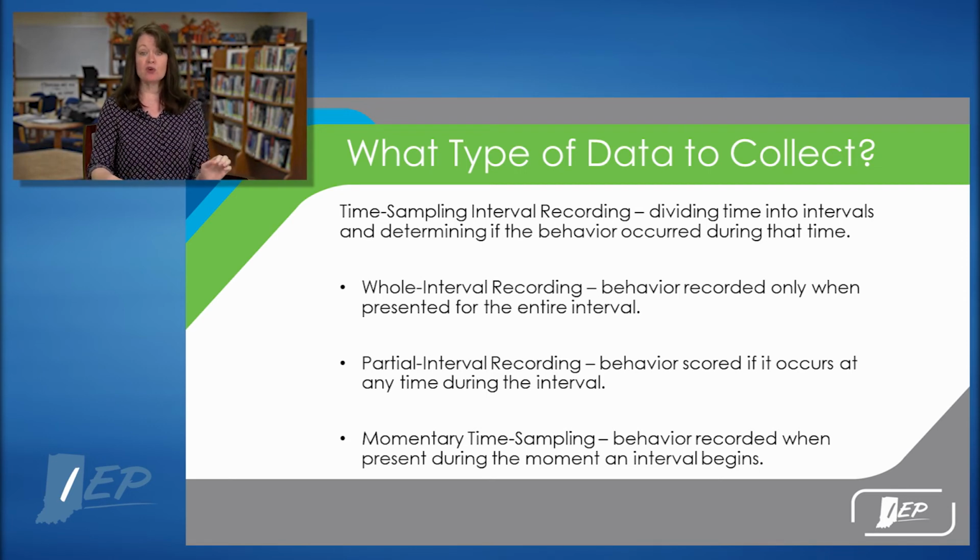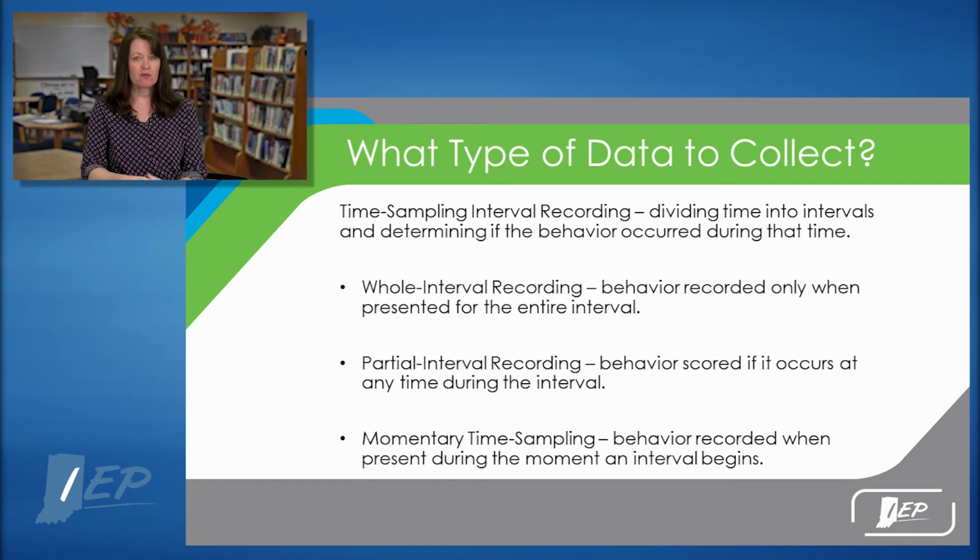Or if a negative behavior occurred during the entire time. If a student was talking throughout an interval, or the student was out of their seat throughout an interval, then it would have to be the whole time for whole interval recording. Partial interval recording is similar, only you check this only if something occurred at any time during the interval.